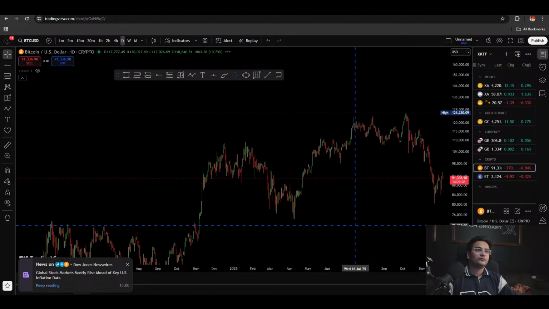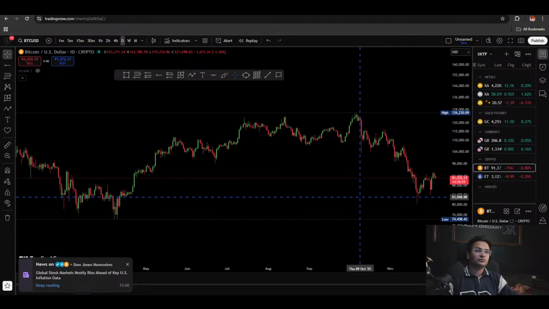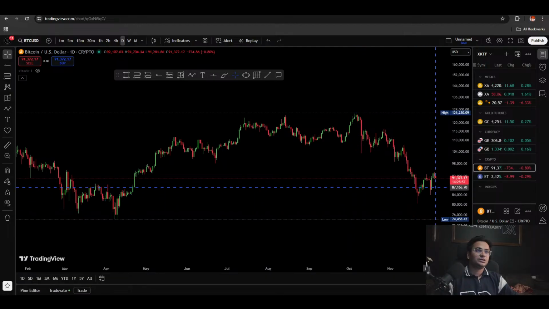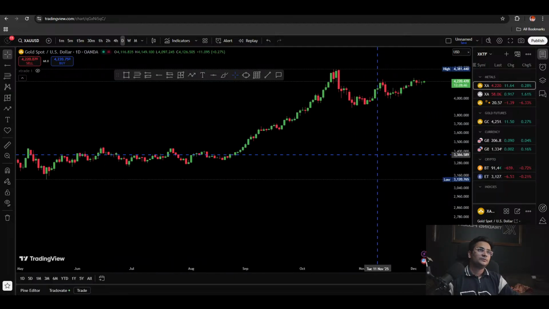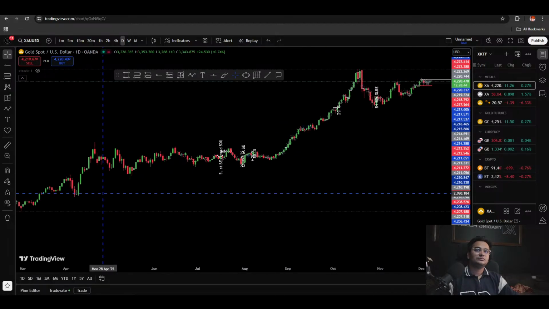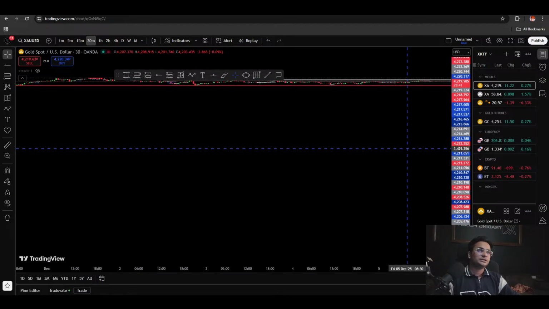BTC continues moving down. We are at 91,000. We are respecting the lows here, so there's a possible chance that we might come back around 100K or so. But yeah, I don't trade this. I only trade gold. Most likely, you can see I have only traded gold.